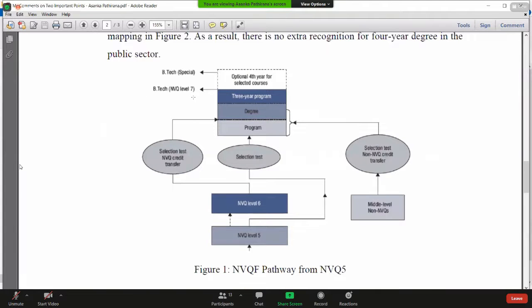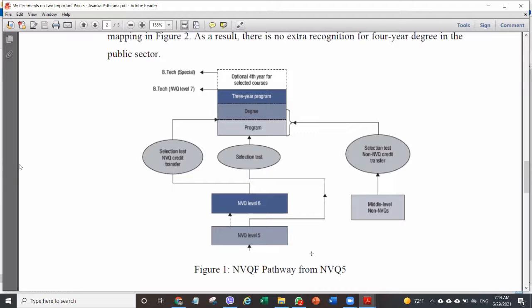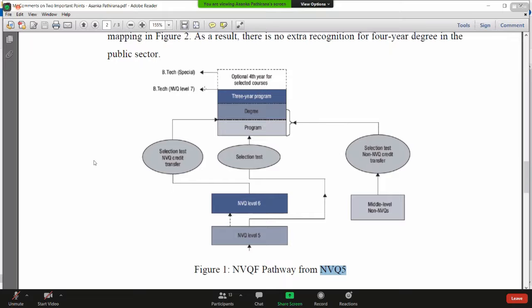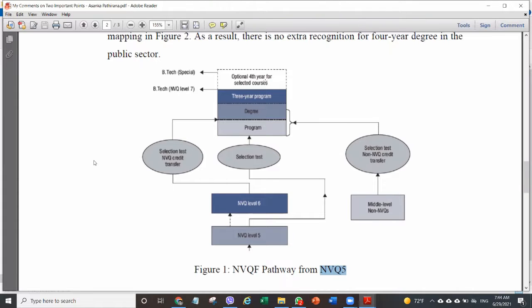Yeah, this is actually the NVQ framework pathway. I just extracted only from NVQ 5, not the other part, because that is a large image. You can find it on the internet. Somehow you reach the NVQ 7, then special degrees here. Optional 4th year for the selected courses as per the requirement. For some degrees it is compulsory to continue with the fourth year, some are not.